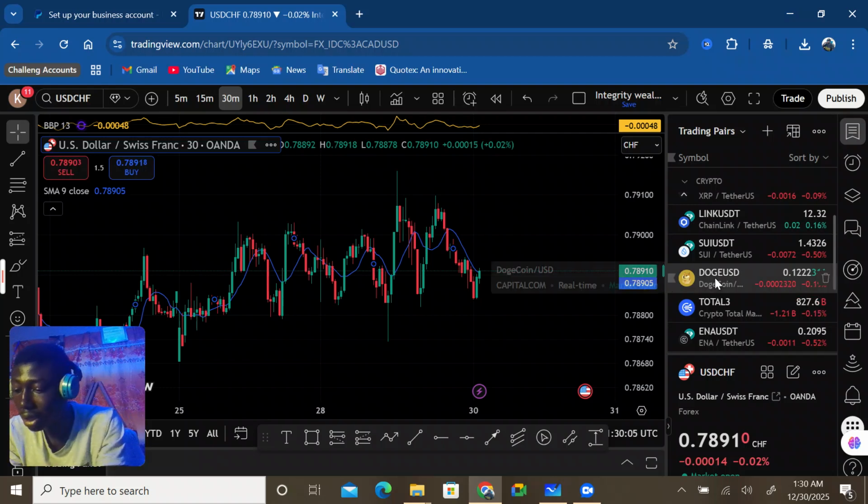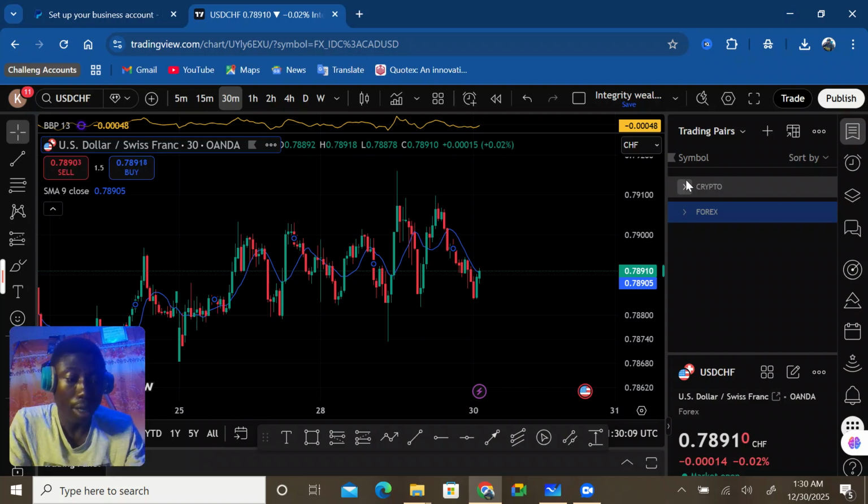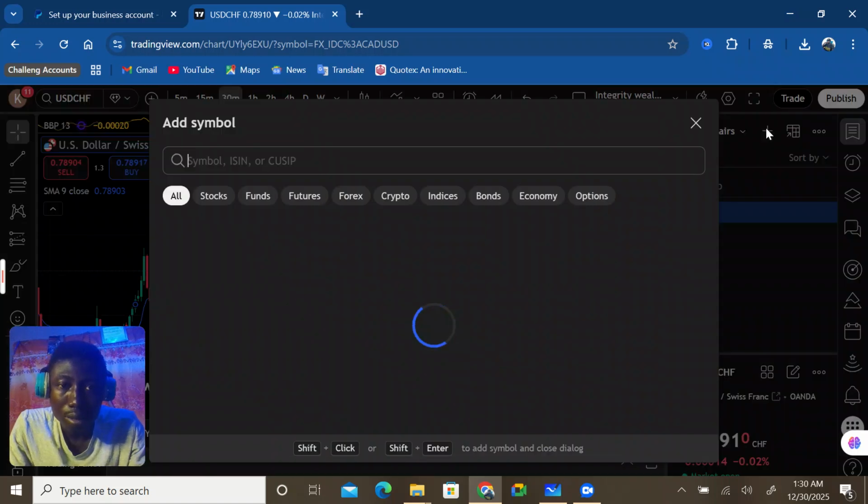There are stocks, you can see stocks. You can see other commodities, metals and those stuff. You're going to see all of them here. But if you are not seeing the pair at this place, or any currency, I mean a pair, let me put it that way, and you want to add it up, all you have to do is come to the add button over here.